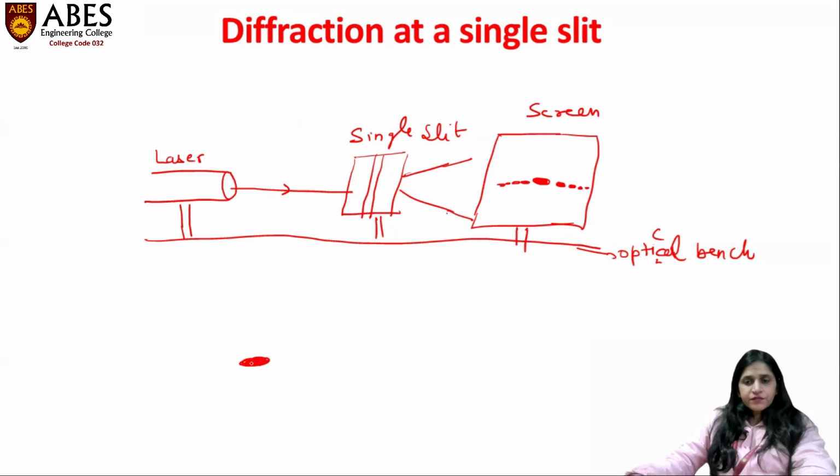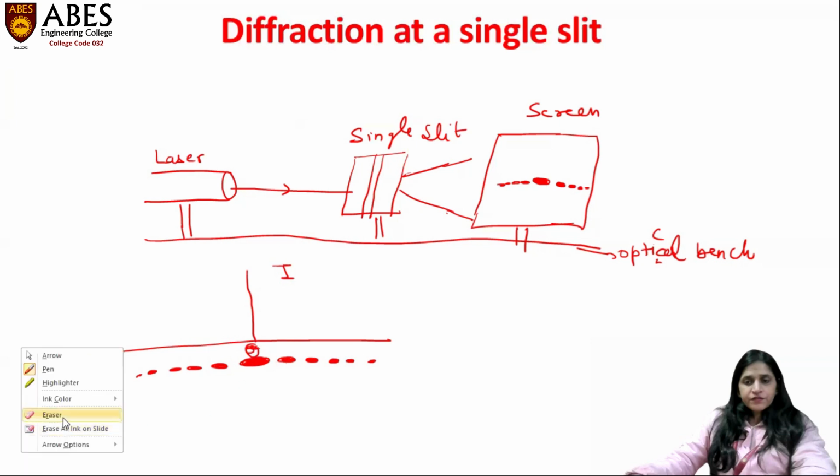So there is intensity at the center. Then the intensity is decreasing, and similarly on both the sides, the intensity is decreasing. So if you see this, what is it? It is nothing but the intensity, that is, I versus theta. See, this is central. So I versus theta. This is the central maxima. Let me just write the theta properly.